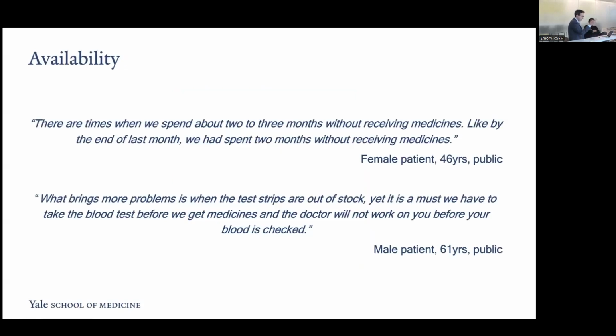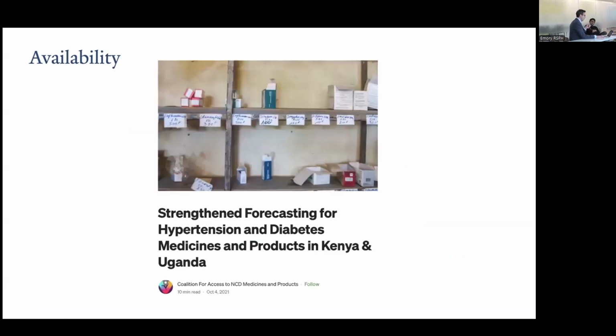Some quotations from some of our work in this space. So a female patient in the public sector said, there are times when we spend about 2 to 3 months without receiving medicines. Like by the end of last month, we had spent 2 months without receiving. Another patient said, what brings more problems is when the test strips are out of stock, right? So not the medicines, but the products. Yet it's a must. We have to take the blood test before we get medicines, and the doctor won't work on you before your blood is checked, right? So a lot of gaps, and therefore a lot of opportunities for improving availability.